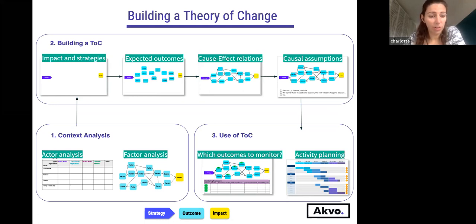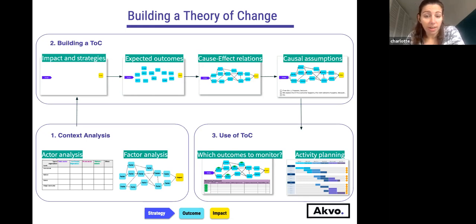And then when you've finished your context analysis, you can really start building the theory of change. So you start with defining your impact and your strategies. Then the next step is to go to the expected outcomes, formulate those. Then you go to the cause-effect relations: in what order do the outcomes happen? And then you need to start making the causal assumptions, because sometimes the steps are a bit big to take. So you need to explain why you assume a certain change will happen.